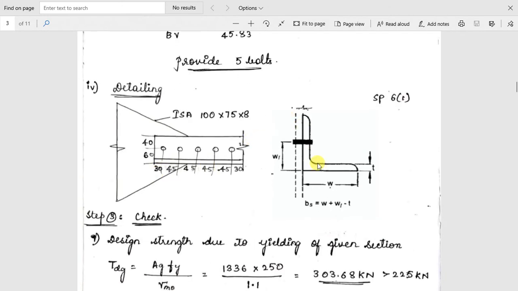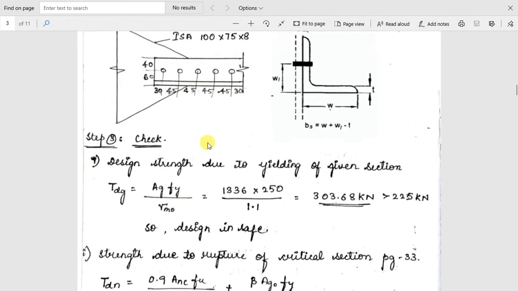So this will be the cross section. So this is a gusset plate and this is the angle, and this is w_L, that is 60, obtained from SP 6 Part 1. So we are going with an unequal angle, so always the longer leg will be used for connection. That means the leg which is connected is of length 100 mm, the outstand leg is 75 and the thickness is 10.